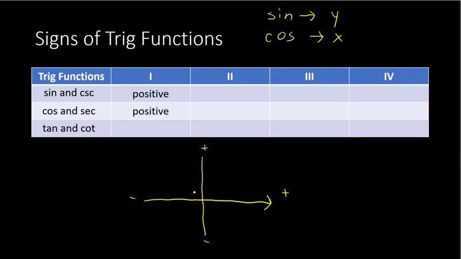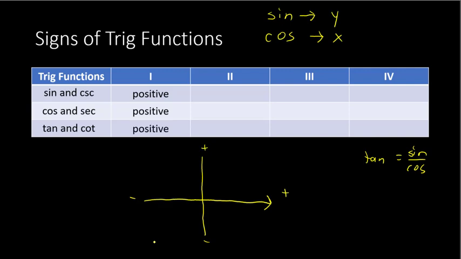And then if you remember the fact that tangent, by definition, can be thought of as sine divided by cosine, tangent equals sine over cosine, then you realize if you have 2 positive numbers divided by each other, then tangent as well as cotangent would both be positive.